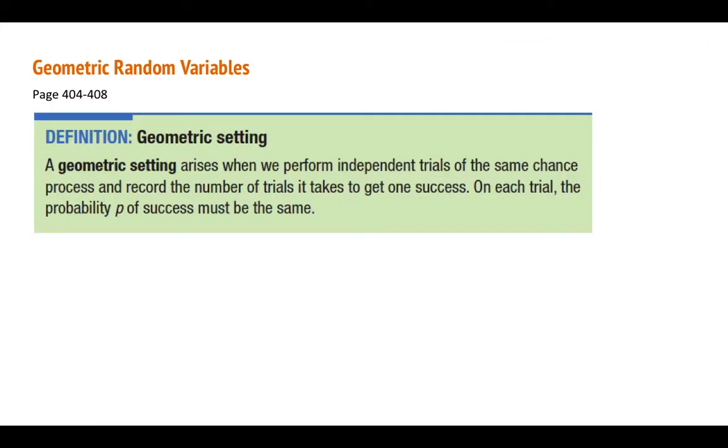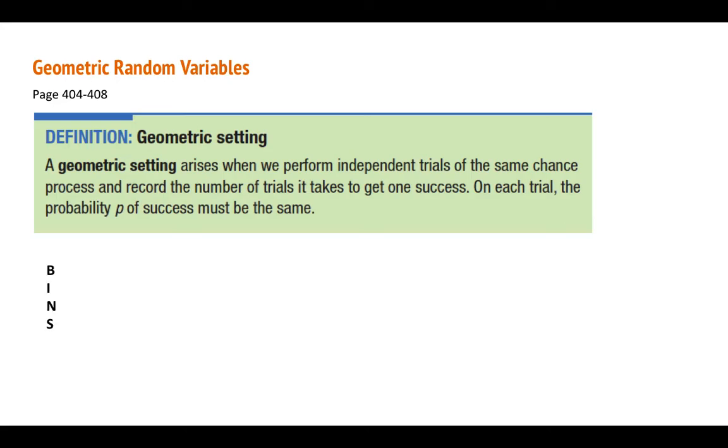This information is on pages 404 to 408. So the definition of a geometric setting, when we would use this situation, is: a geometric setting arises when we perform independent trials of the same chance process and record the number of trials it takes to get one success. On each trial, the probability P of success must be the same. So this is really similar to binomial.